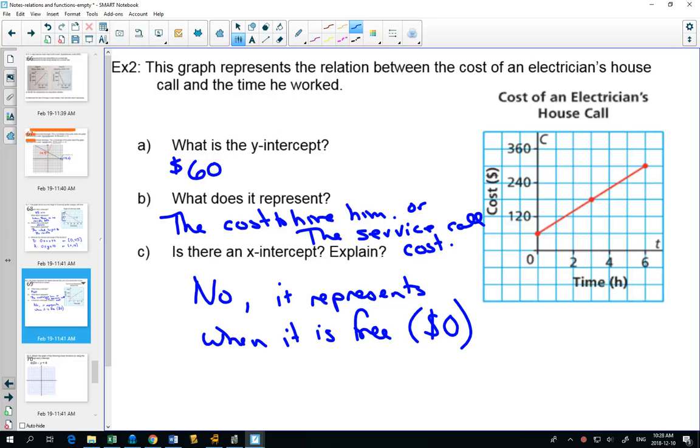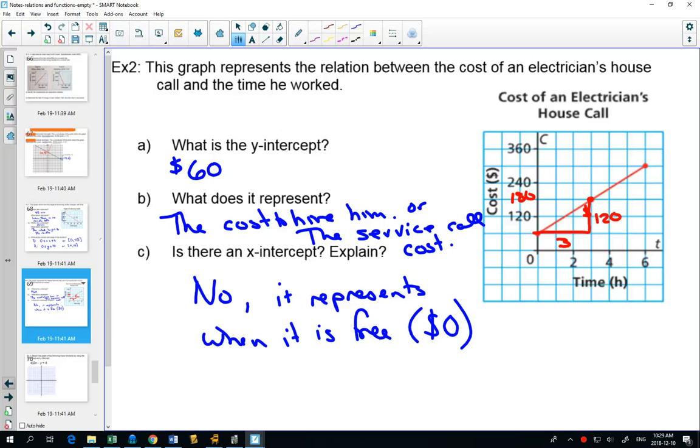Can we figure out from here how much the electrician charges per hour? Okay, we've got 2 points. It goes up by 60, so it's $180 here. How much has the price gone up in 3 hours? In 3 hours, the price has gone from $60 to $180. The price has gone up $120.